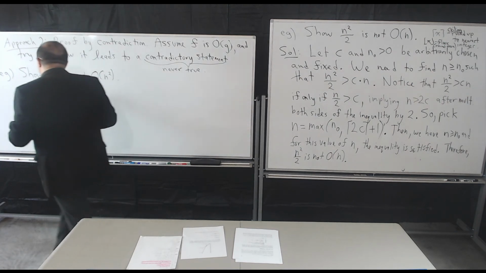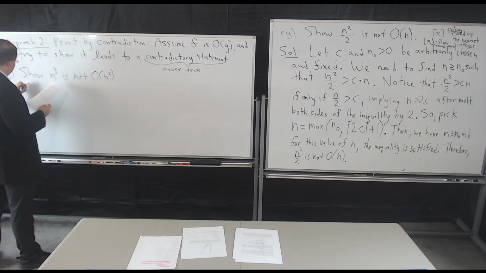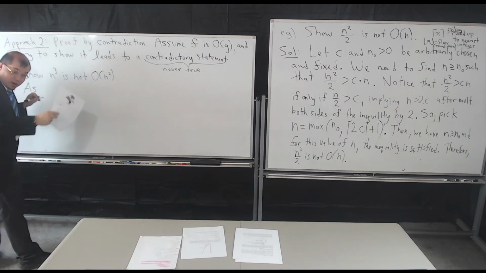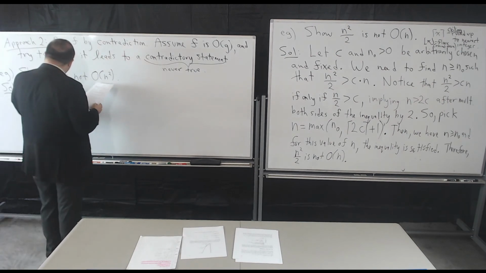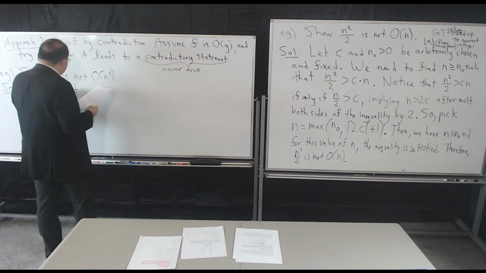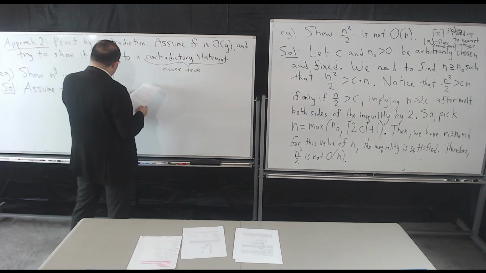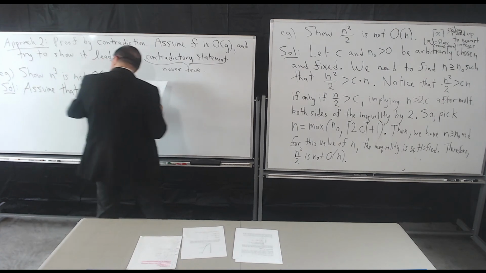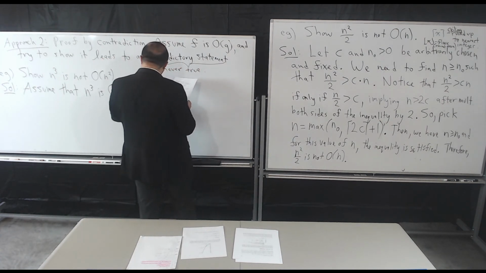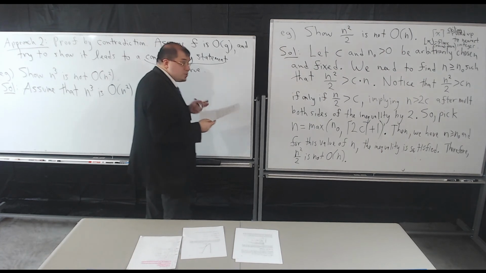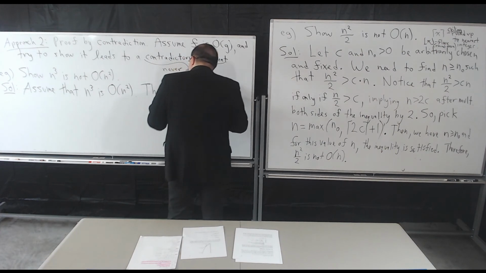So here's how we're going to do it. We're going to assume, so that we can get a contradiction, that n cubed is big O of n squared. So I'm just going to assume that this is true here. Then, what does that mean? Well, by the definition, we're going to use the definition. That is equivalent to me writing this.